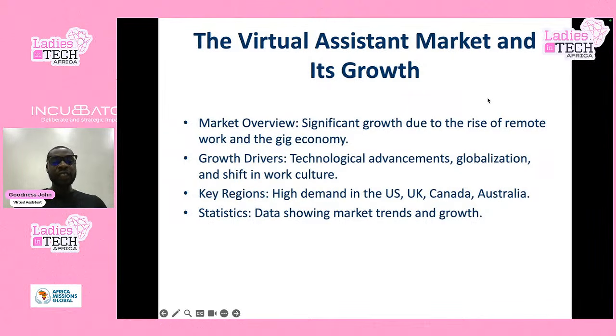So the virtual assistant market and its growth. The virtual assistant market has been on the rise for a very long time, and I think what gave way to the virtual assistant market was COVID. A lot of people saw the need for virtual assistants, and then they started hiring people from across the world, different countries, because now you are working from home. Instead of having your whole team meeting up, you can just have virtual assistants. So I think that was what gave way to the market for virtual assistants.